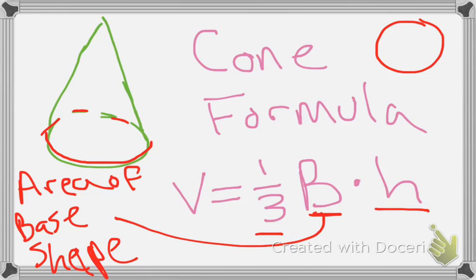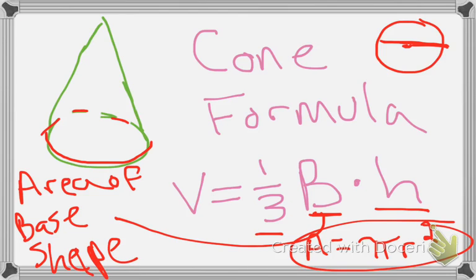Well, to find the area of the circle, we have to have the radius, which is halfway from the center of the circle to the edge of the circle. If you have the diameter, which is the full length, remember, in order to find the radius, you have to take half of the full length. So we find the area. The area formula for a circle is A equals pi r squared. So this right here is my big B, the area of a circle, which is the base figure of a cone.